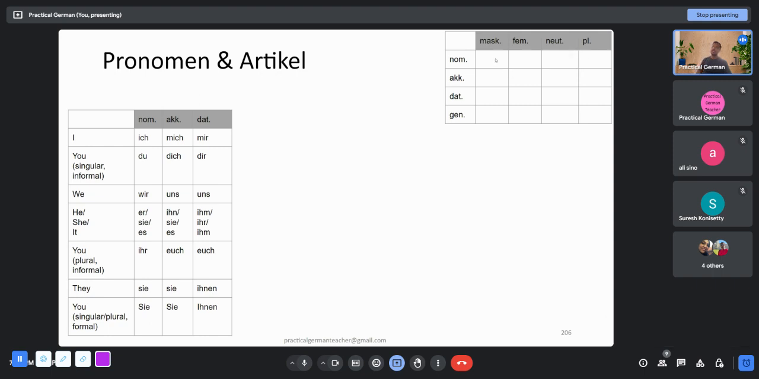Also, it depends on which case the noun is in. In German, a noun can be in one of the four cases: nominative, accusative, dative, or genitive. And depending on which case it is, that will determine how the article looks. So it's not as difficult as it sounds, it's very easy to remember. Let's look at the first row. Masculine, just look at the noun. We'll see what the definite article for a noun in nominative case is. So for masculine, it is der. Feminine, it is die. Neutrum, it is das.